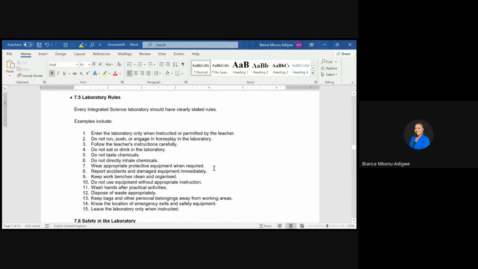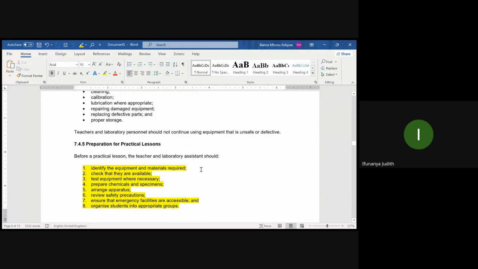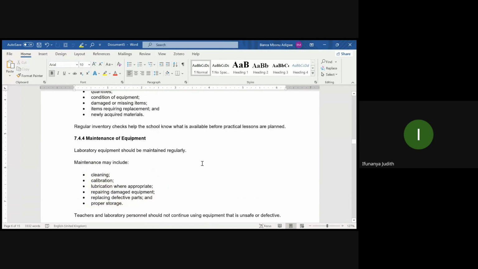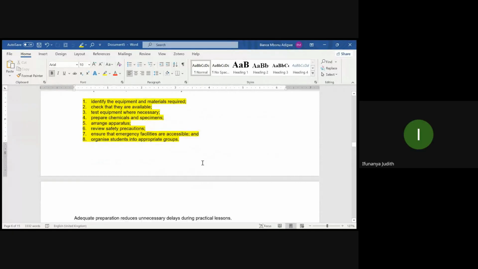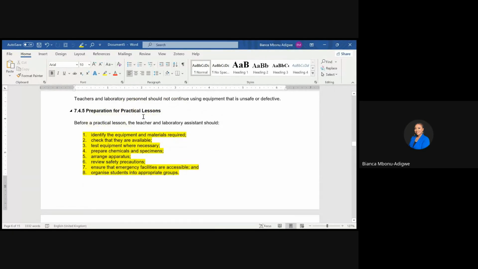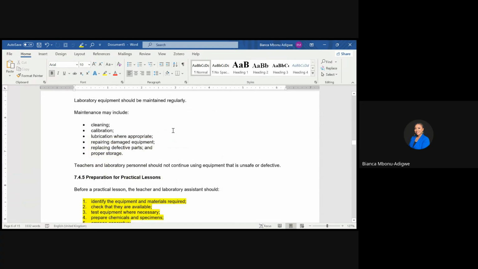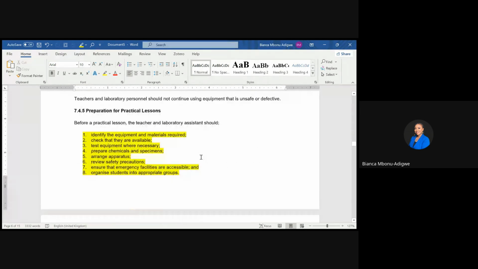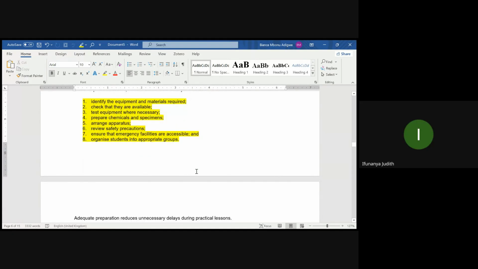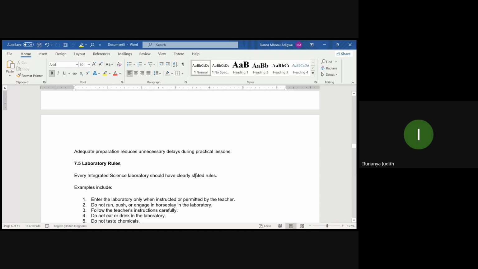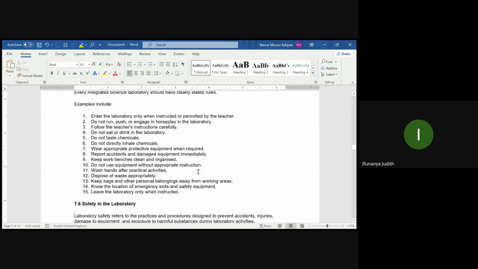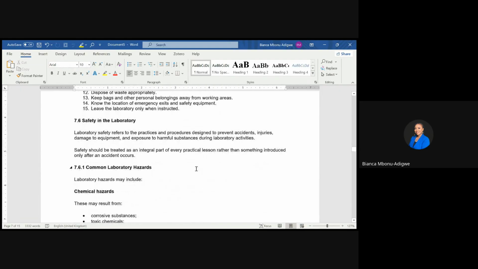Lab inventory is a regular record of the equipment or materials in the lab. When you want to take inventory, tell me one or two things that you will be looking out for. Looking out for the expiring dates and the worn out materials in the lab. Yes. Oh, yes. That is awesome.